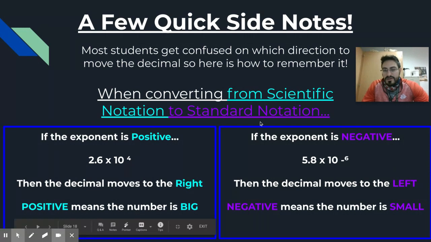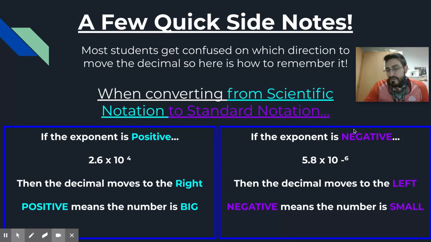So if you're moving from scientific to standard and it's a positive exponent, then you're moving the decimal to the right. And if you're moving from scientific to standard and it's a negative exponent, you're moving the decimal to the left. But I just like to think of, is it a bigger number than 1 or a smaller number than 1? That's how I keep track of it.